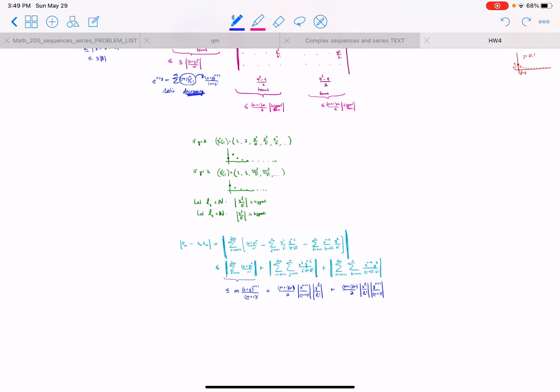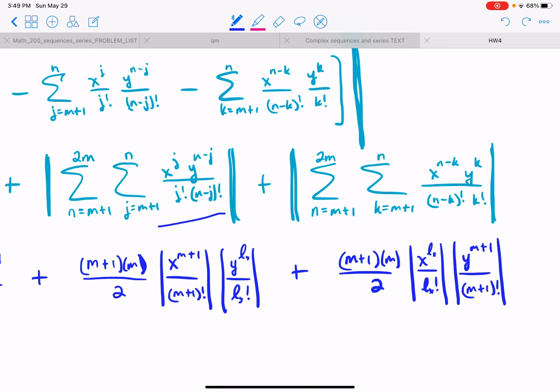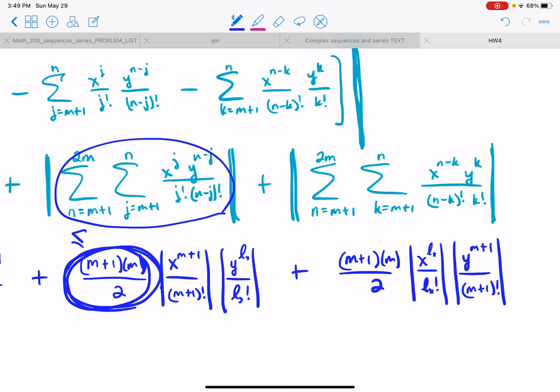Now over here, we're going to do very similar things. First, we have to understand the sum, and then we have to estimate it and say it's less than or equal to the number of terms times something. This is a sum of a bunch of things, something plus something plus something. How many things are we adding? Turns out the answer is m plus 1 times m divided by 2. How do I see that?